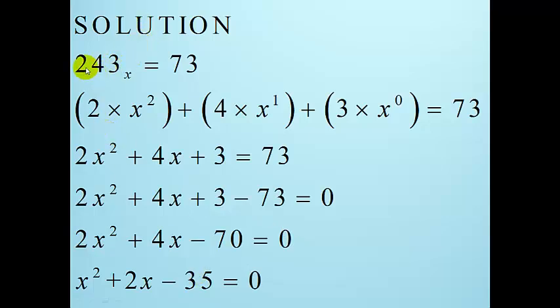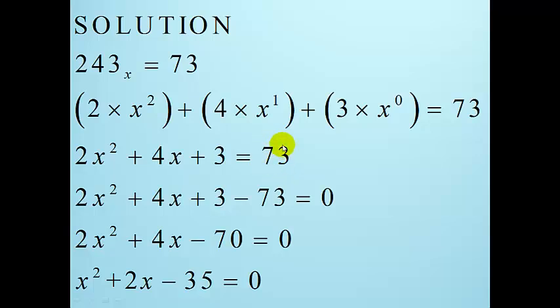Now the solution. Given 243 base x equals 73, we need to multiply each digit by the base. So we have 2 times x plus 4 times x plus 3 times x. Then after multiplying the digit by the base, we raise the base to an exponent from right to left, starting from 0. So we have 0, 1, 2. So 2 times x squared equals 2x squared, plus 4 times x equals 4x, plus x raised to the power 0 equals 1. So 1 times 3 equals 3. This is equal to 73.